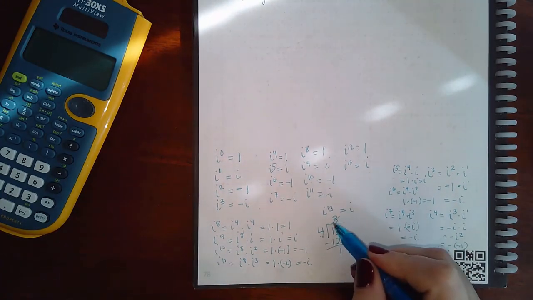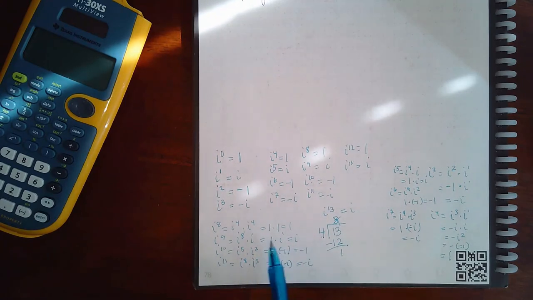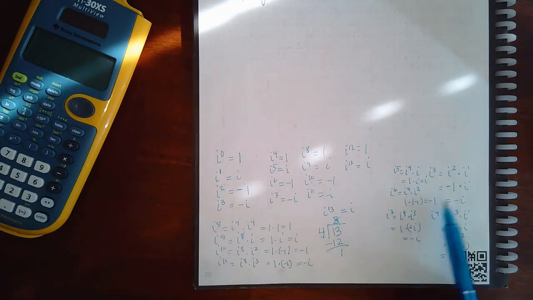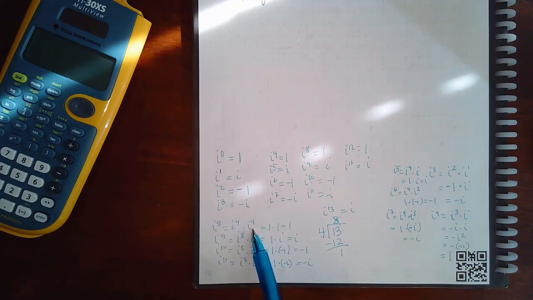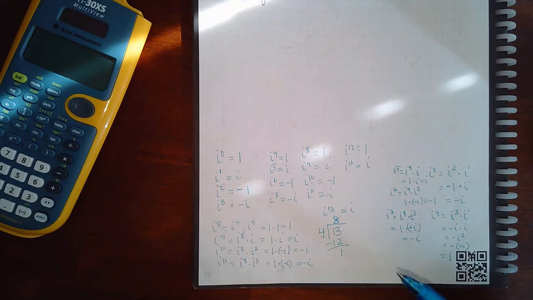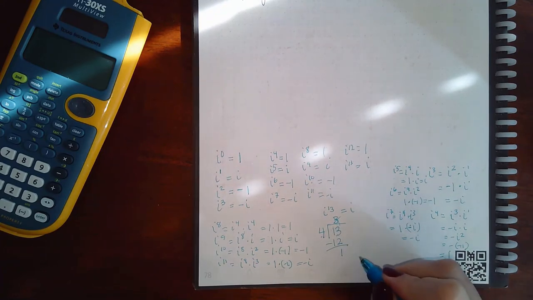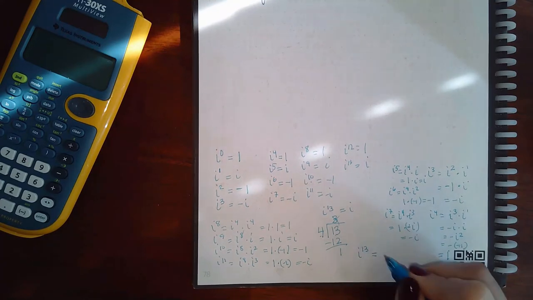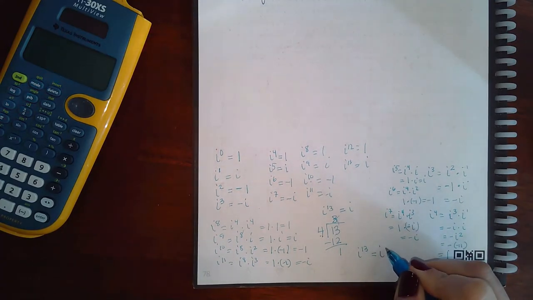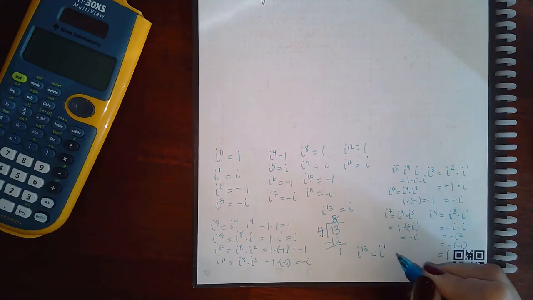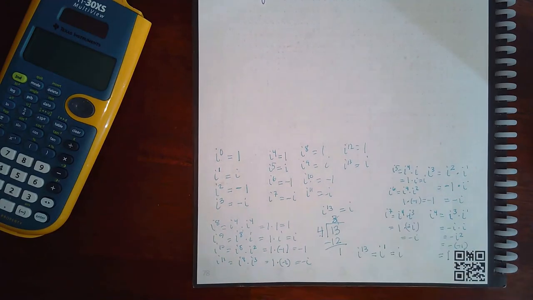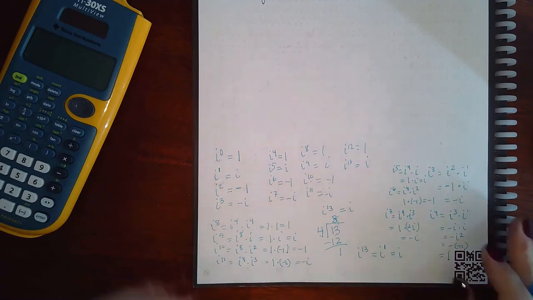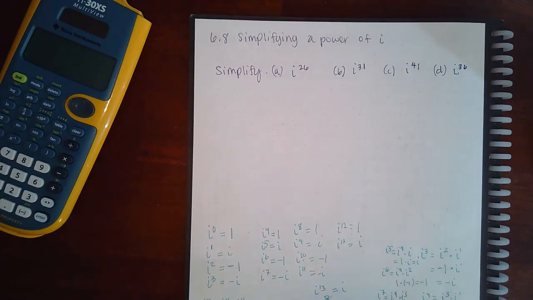You don't care about how many times it goes in, because that's just the number of 1s that you get. When we had i to the 4th, we had a 1. When we had i to the 8th, we had a 1 and a 1. If you had i to the 12th, it's going to be a 1, a 1, and a 1. So we don't care how many 1s there are. What we want to know is what we have left over. So what you can say is that i to the 13th is actually equal to i to its remainder, which was 1. And we know that i to the 1 is equal to i. And so that's going to be the strategy that we use to do these problems.